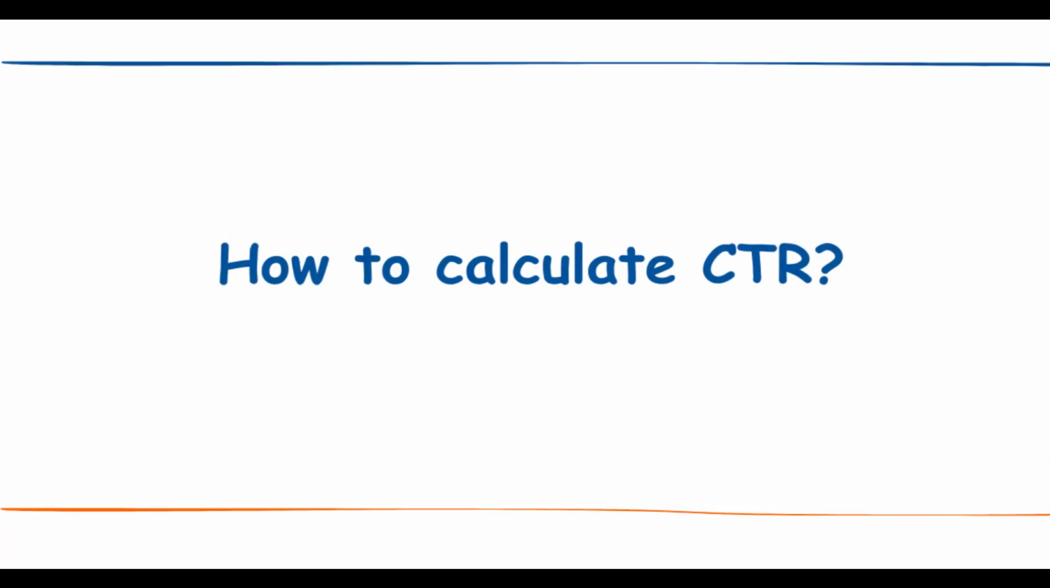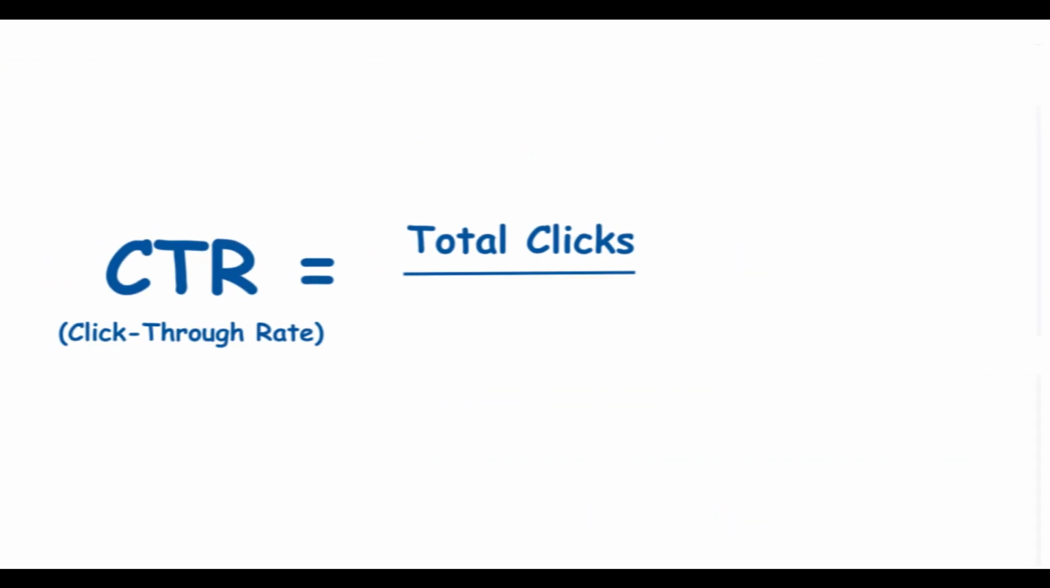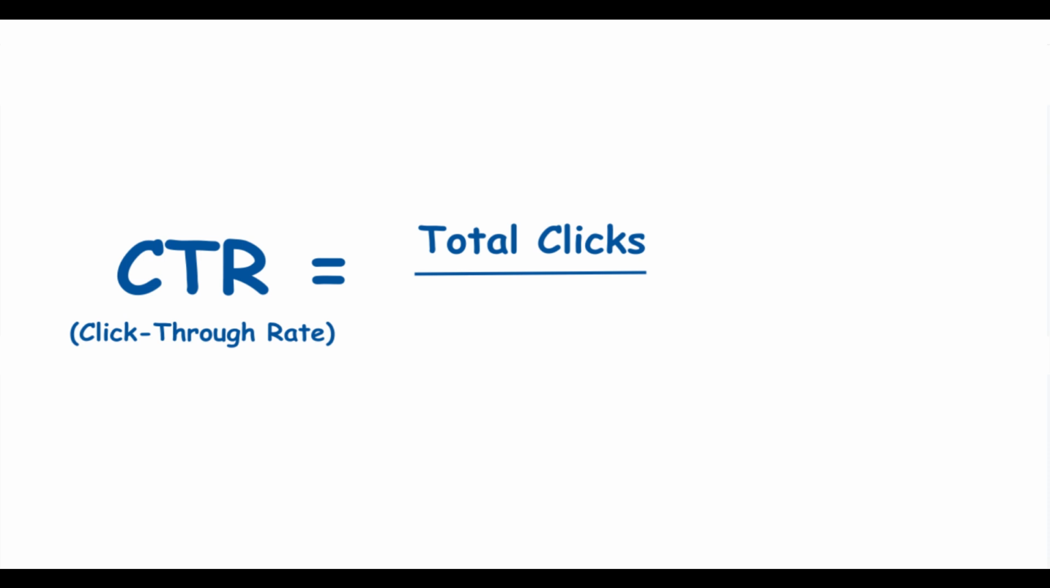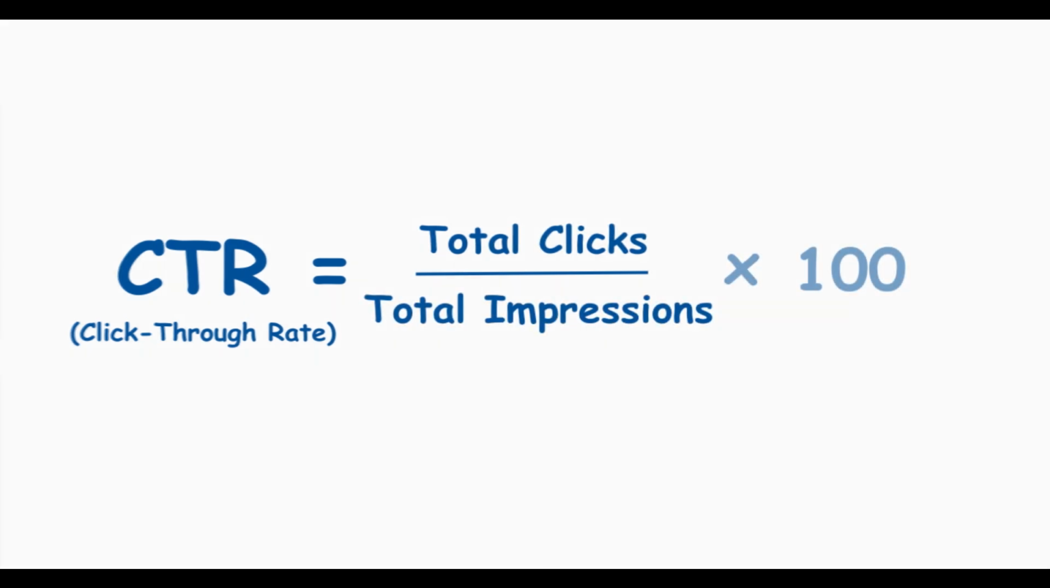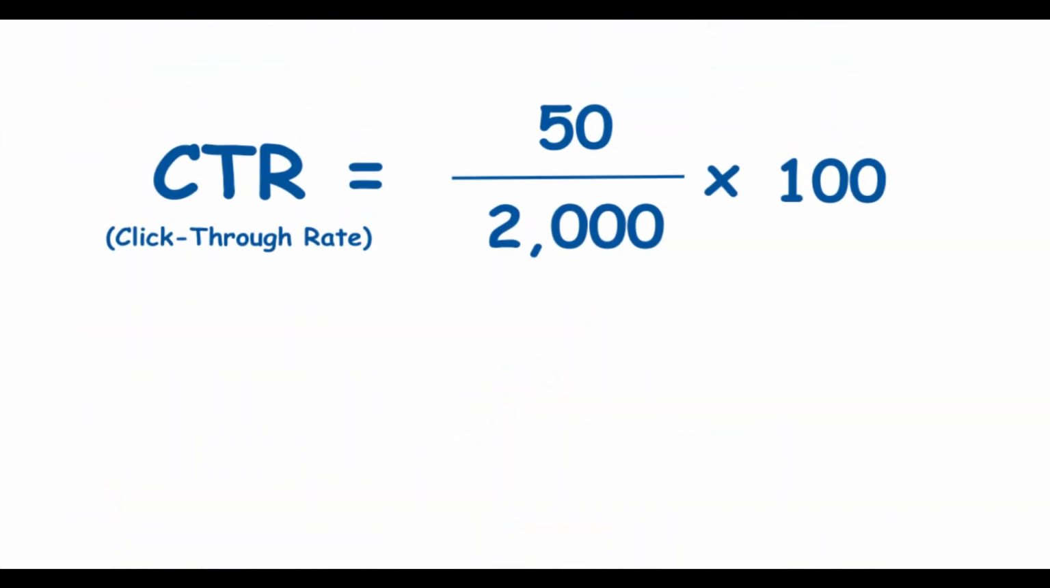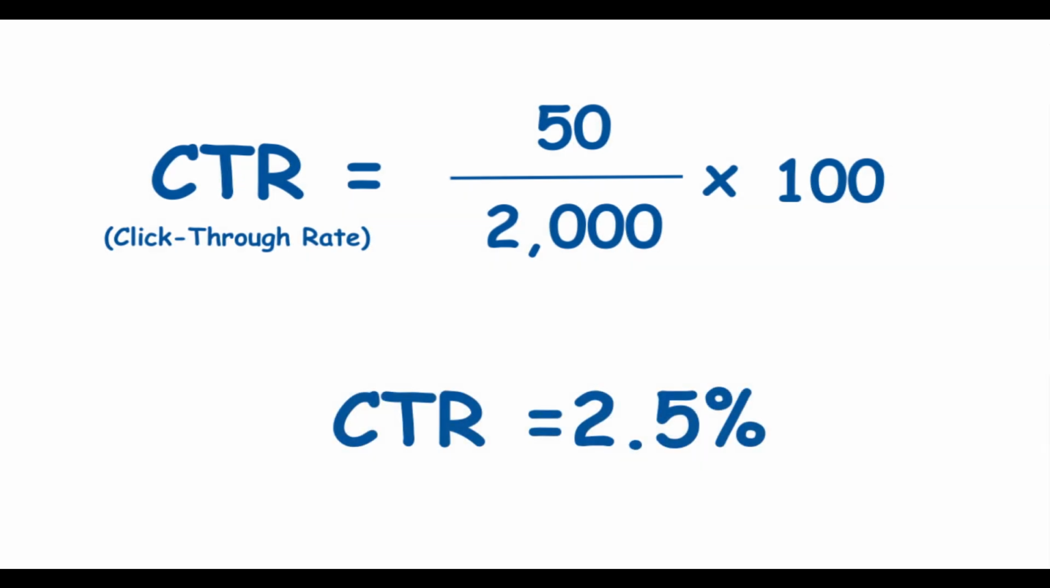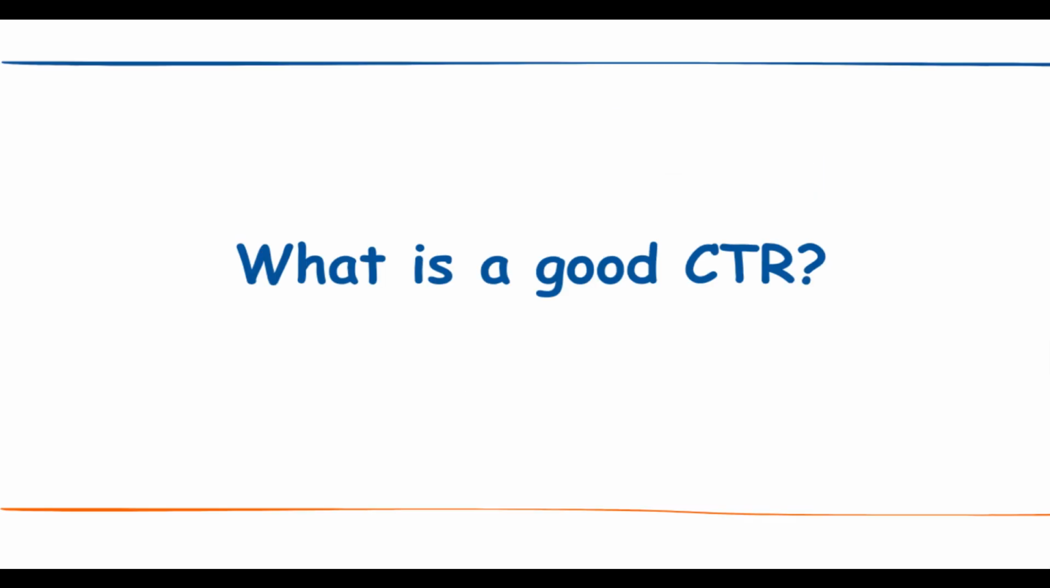How to calculate CTR? The formula is simple. CTR equals the number of clicks divided by the number of impressions, multiplied by 100. For example, if your banner ad gets 2000 impressions and 50 clicks, it looks like this: CTR equals 2.5%.